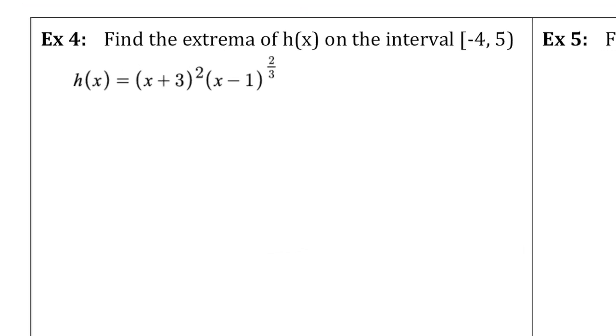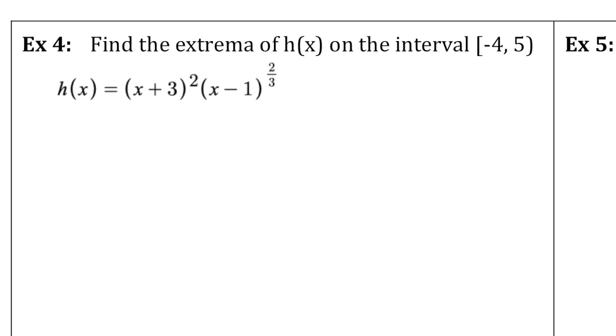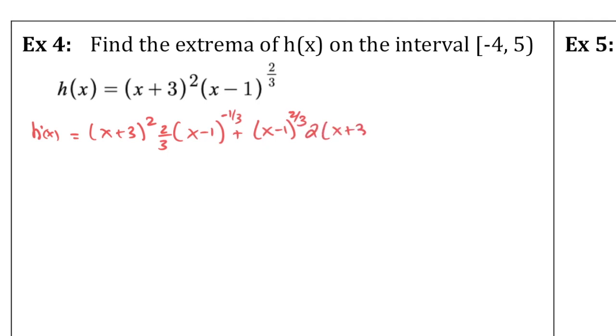I chose example 4 because, as you can see, it's a bit more complex to find the derivative. Let's begin with a product rule. Your h prime of x is going to be equal to first times the derivative of the second, which is your 2/3, x minus 1 to the negative 1/3, plus the second, x minus 1 to the 2/3, times the derivative of the first, 2 times x plus 3 when you use your chain rule.